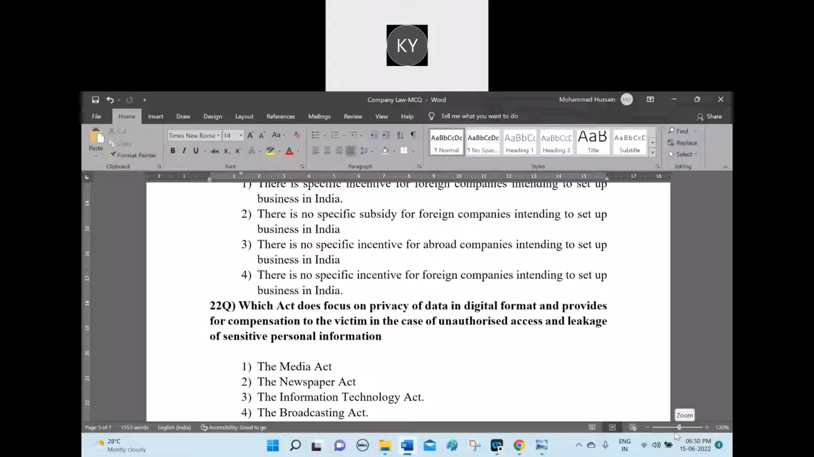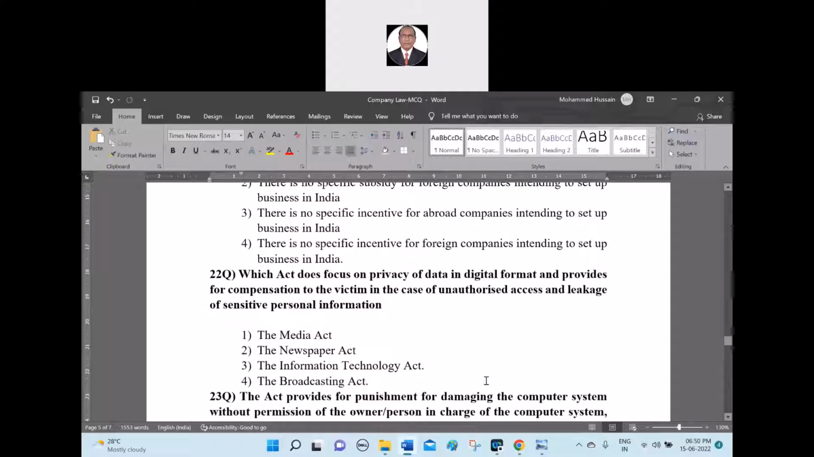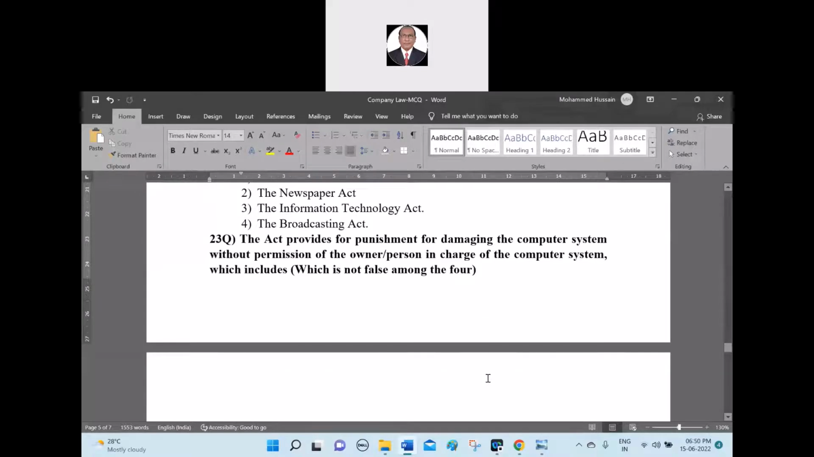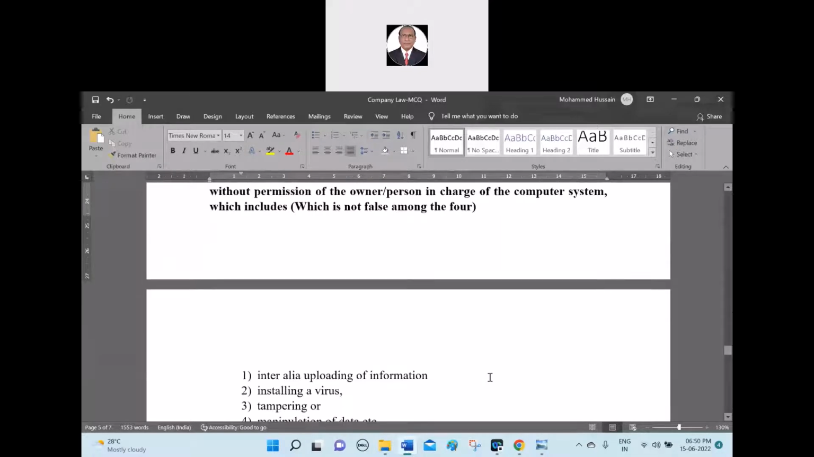The third one, sir. Third one is correct. The Information Technology Act, because it is a digital form of data and the leakage is of sensitive information, and information itself is given over there. The Information Technology Act is the right answer for the 22nd question.